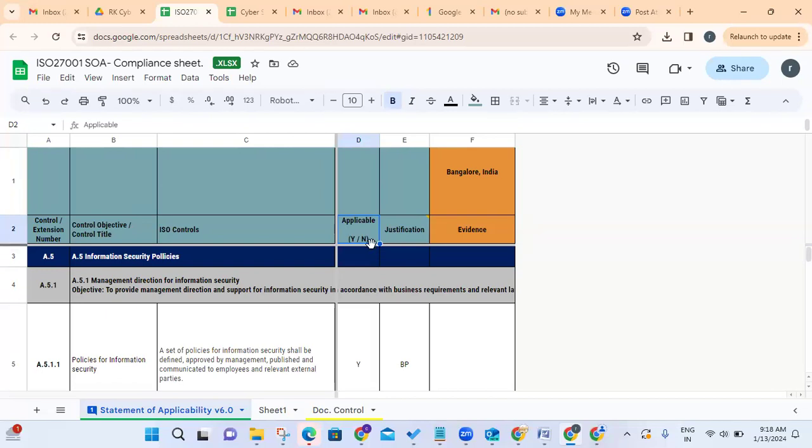If it is yes, what evidence is available at our organization level? If it is no, why is it no? If it is not applicable, what is the reason behind it being not applicable? These are the three options.